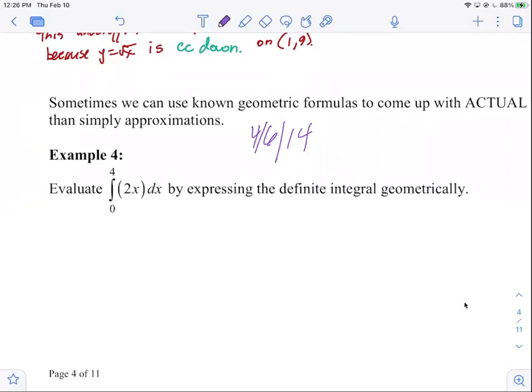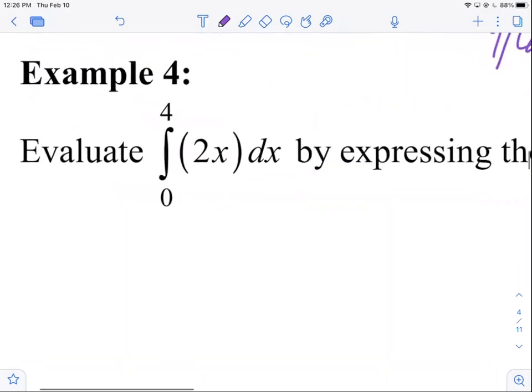Okay, so finishing 4.2, jumping around. Example 4 says to evaluate the integral from 0 to 4 of 2x, that's how Hank would read it, right? With respect to x, by expressing it as a definite integral geometrically. Okay, so remember the thing that you're taking the integral of is called the what?